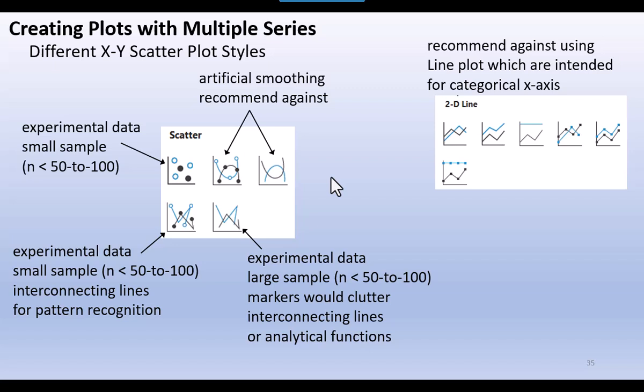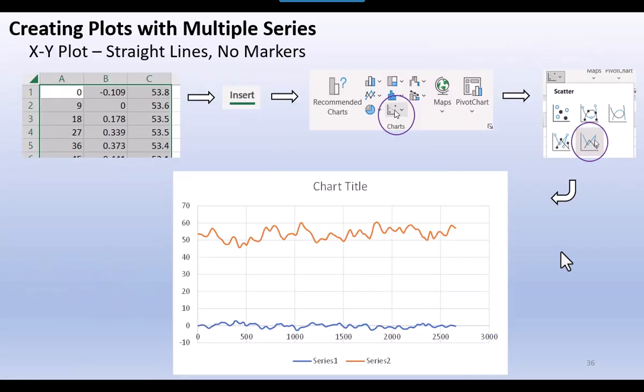Also, there is another category which are more for business graphs, where the x-axis is categories like months of the year, that are called 2D line plots. And for engineering plots, you really want to stay away from those, okay? And then we went through and we created our initial chart. That's what it looks like.